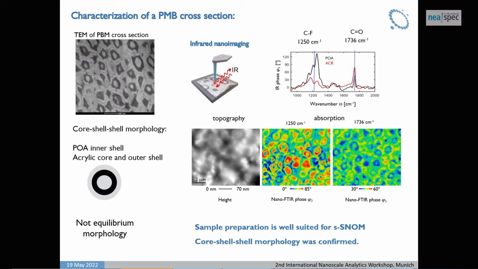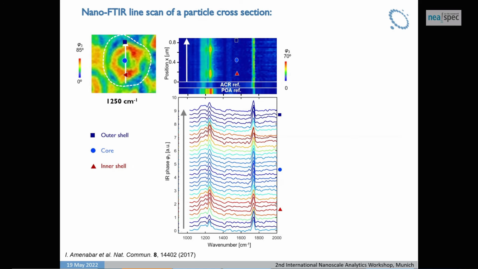So again, core-shell morphology was confirmed. But to know the composition in more detail, we did a nano-FTIR line scan of the particle cross-section. This was done along a particle, along this line scan, and here you have the individual spectra. In this plot, we have the infrared absorption as a function of the wave number and the position. Again, we can see that the maximum absorbing points correspond to the inner shell, right? But it looks like we have signal everywhere, no?